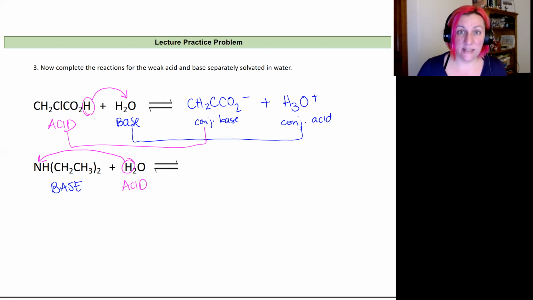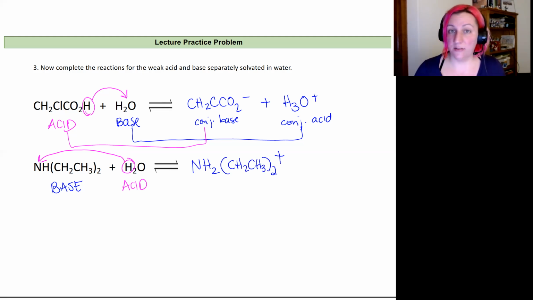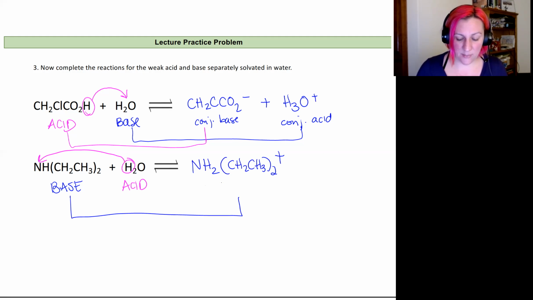So that base is going to form its conjugate acid pair by adding an extra hydrogen. And I do that by changing my subscript from nothing to 2. And then I still have my CH2, CH3, 2. And it gains a positive charge because it was neutral, gained a proton, now it has an overall positive charge. And so since this is the product of my base, this is my conjugate acid.